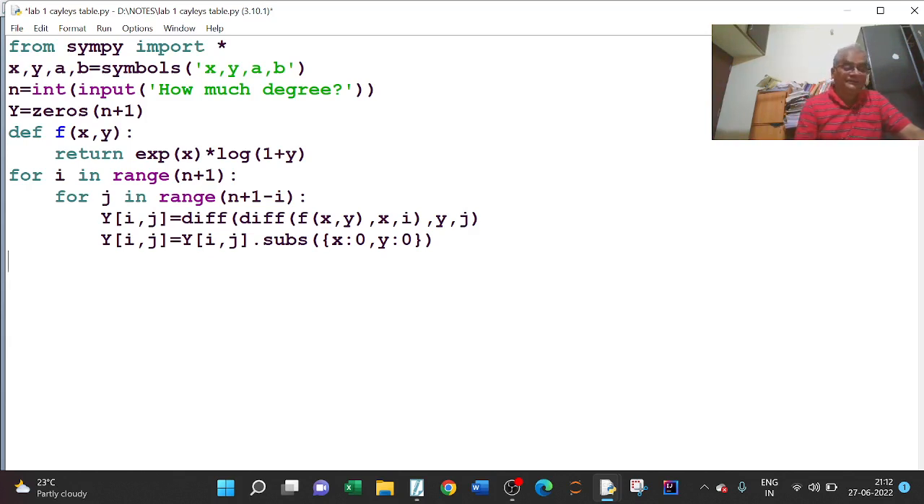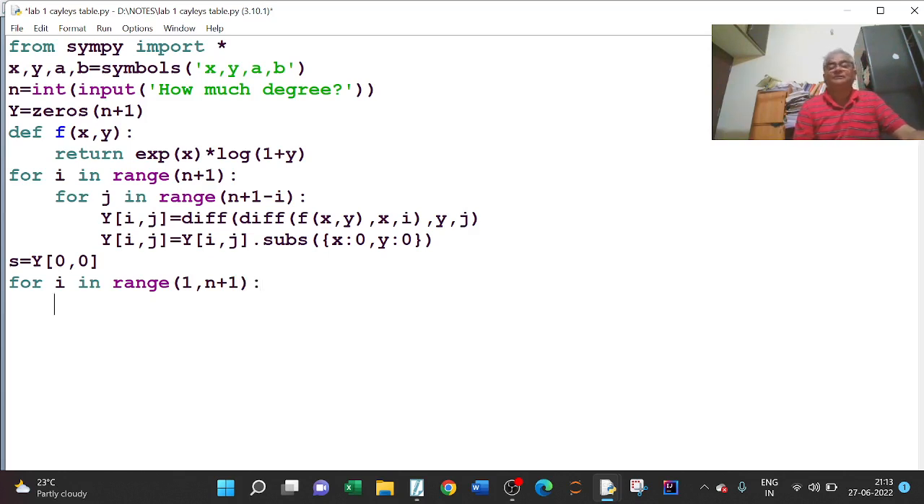So the next part is expanding the function. Initially I'll take s equal to Y 0 comma 0 as initialization, and I will use a for loop here: for i in range 1 to n plus 1, so that i takes the values from 1 to n. I have to write n plus 1 colon.